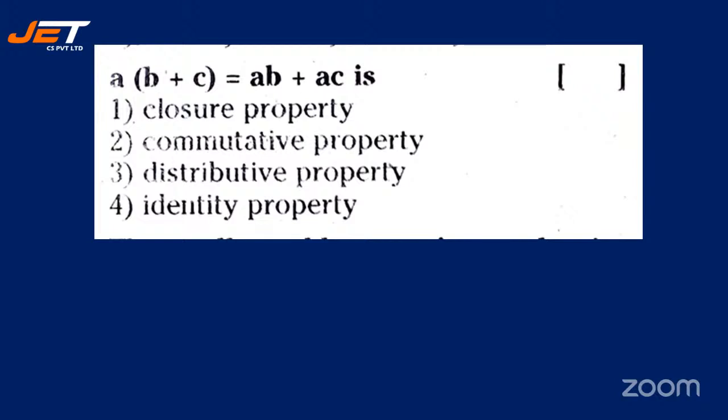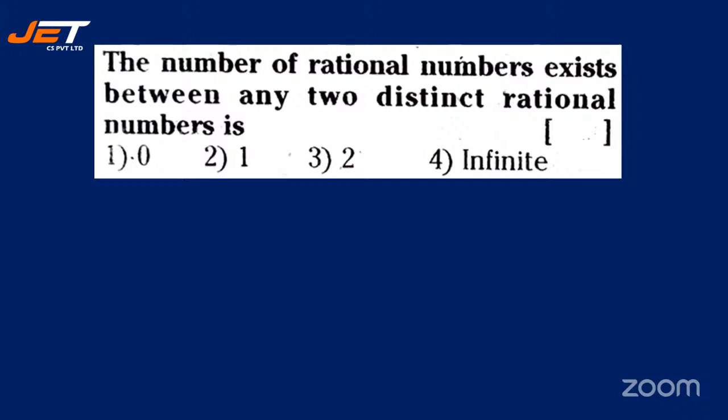Commutative, students, AB is equal to BA. That's called commutativity. Anant is absolutely right. All right, let's look at the key. It's distributive property.